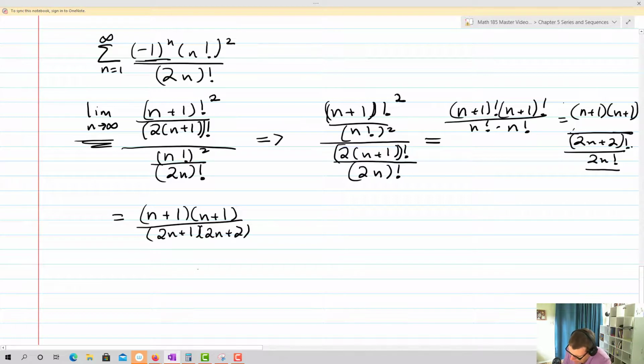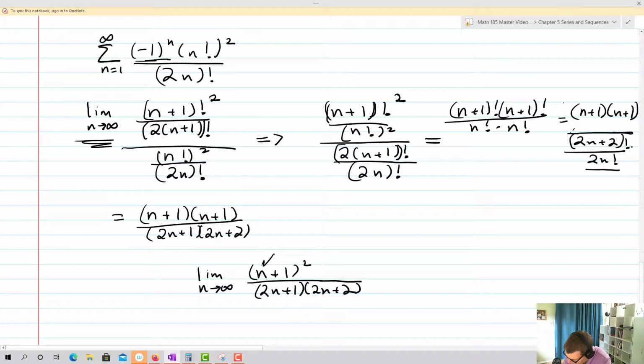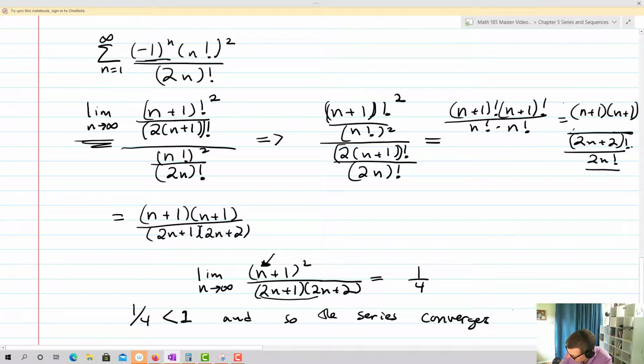So now I need to find the limit as n goes to infinity of (n+1)^2 over (2n+1)(2n+2). And if you notice, this is going to have an n squared term on top, and a 4n squared at the front on the bottom, so this is going to end up being 1/4. 1/4 is less than 1, and so the series converges absolutely by the ratio test.